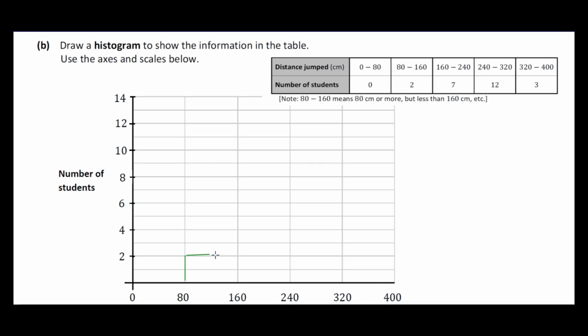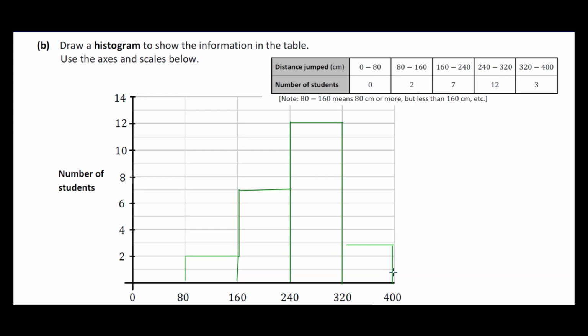So we draw the line for 2 students. Then the next one is 7 students. So now we draw the line all the way to 7. Then the next one is 12. So 12 is here. That's how far we're going to go. So we can see the majority of students actually were in this bracket. And then very few, 320 to 400, we have 3. So 2, 3 in between here. So our line is going to be here. And that is our histogram.